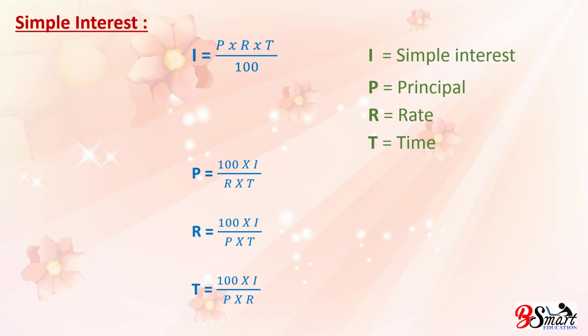Out of the 4 quantities I, P, R and T, if any 3 are given, then the 4th can be calculated. Thus, P equal to 100 into I by R into T. R equal to 100 into I upon P into T. And if you have to find T, then 100 into I upon P into R.